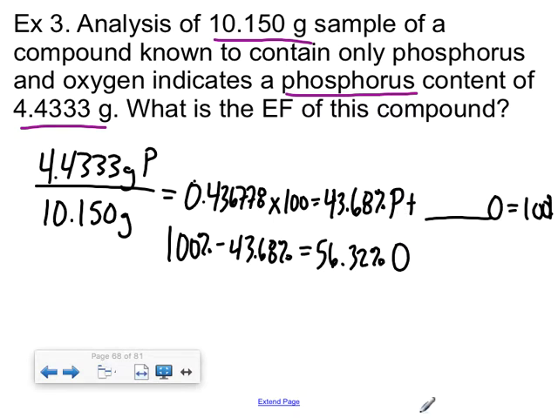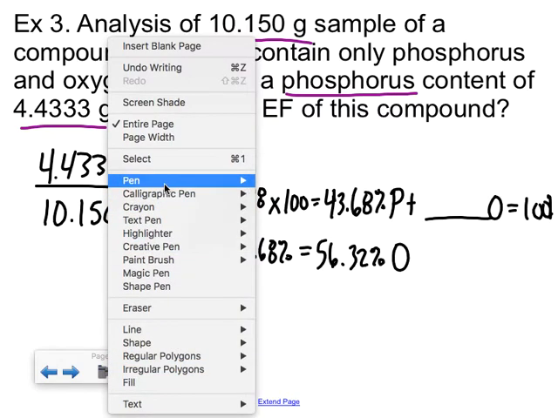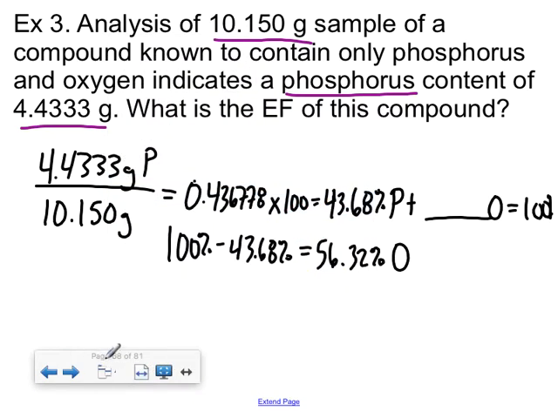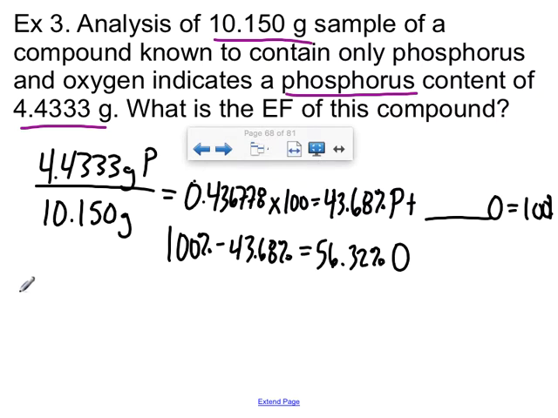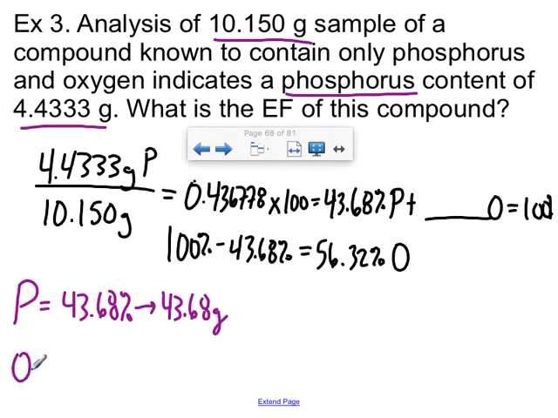So I'm going to change my colored pen here. Go to purple, and I'm going to move this out of the way. So phosphorus, the percent is 43.68%. So we're going to assume that I have 43.68 grams. And oxygen, 56.32% to 56.32 grams.